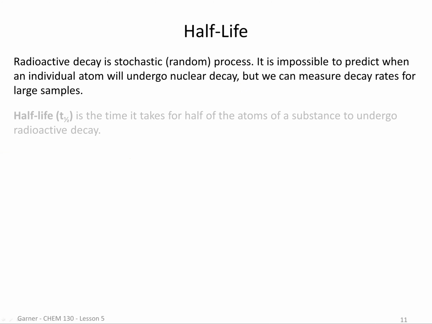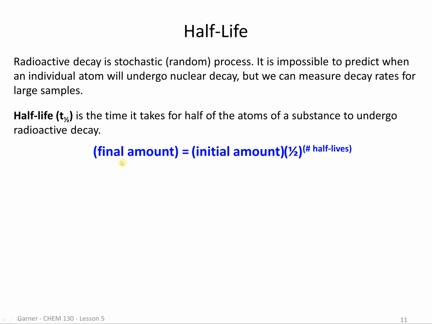And we can define a new quantity that we call the half-life, or the T1/2. This is the time that it takes for half of the atoms in a substance to undergo radioactive decay. So if you have a radioactive sample, the half-life is the time it takes for half of that sample to undergo decay. And we can represent the relationship between the initial amount of a substance, the half-life, and the final amount using the equation that I'm showing here.